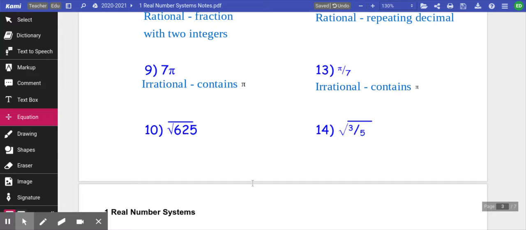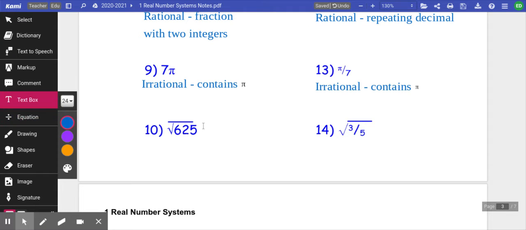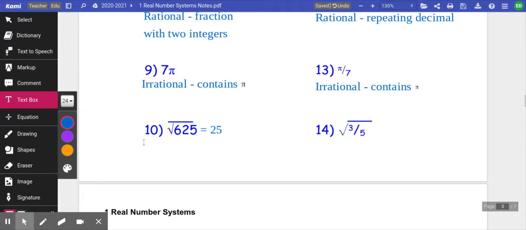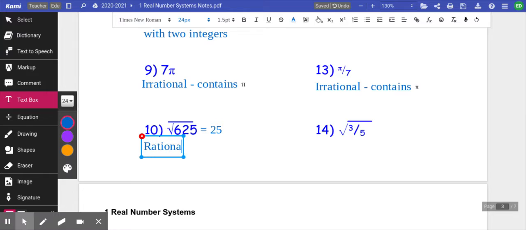So now we have the square root of 625. Again, what I would do for this is take my calculator. When I deal with square roots, I always like to change them to decimals. So second x squared and 625, enter, and I get 25. 25 is a nice whole number. It's a nice counting number. It's an integer, so that would make this a rational number. And we are just going to write whole number. Again, you could write integer, you could write counting number.